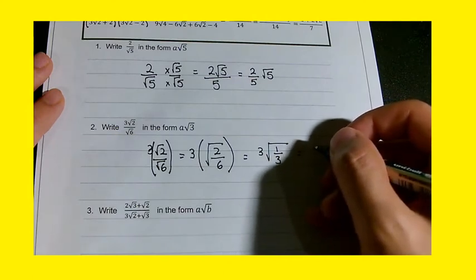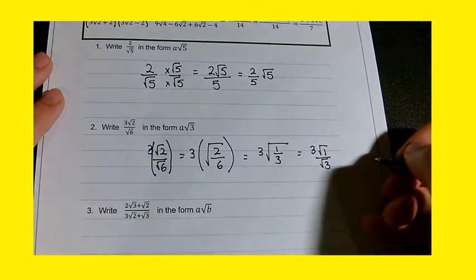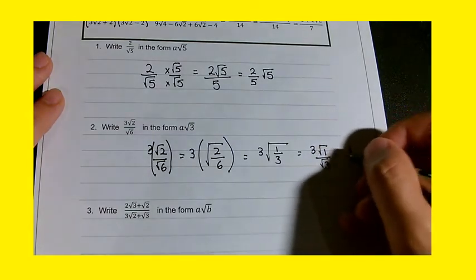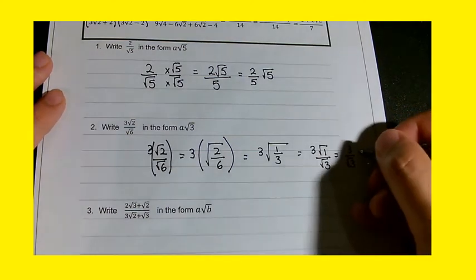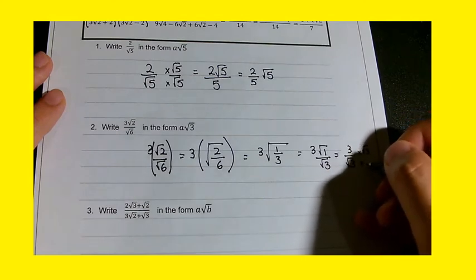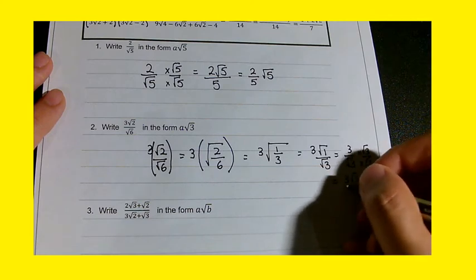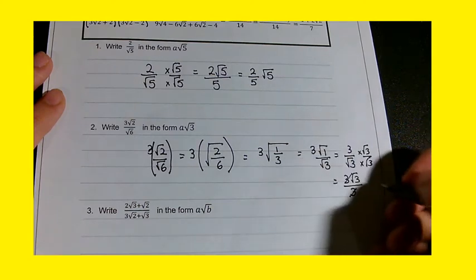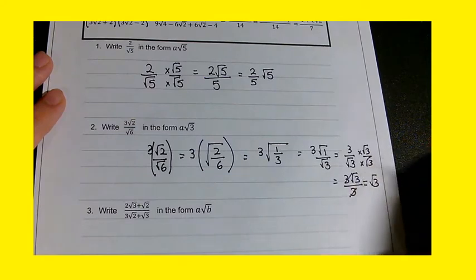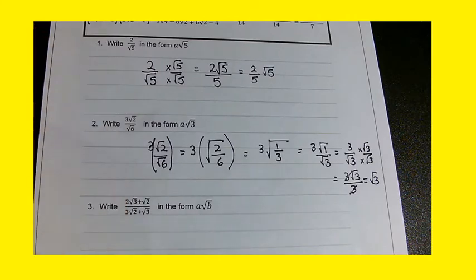If you simplify that a bit more, you've got 3 times root 1 over root 3, and then you get 3 over root 3. But that's still not in the form which we want, so we've got to multiply top and bottom by root 3. Root 3 times root 3 gives you 3. So 3 root 3 on the top, multiply out, cancel out the 3s, and you get that. So questions 1 and 2 are not too difficult.